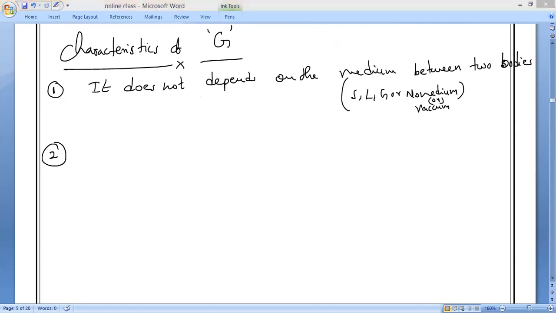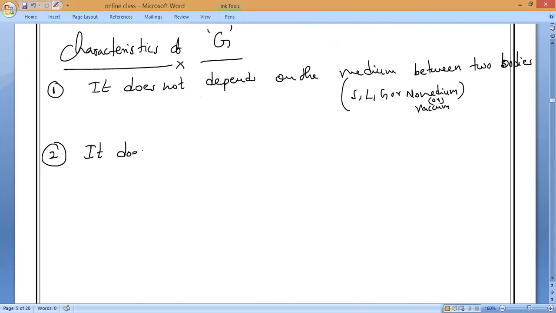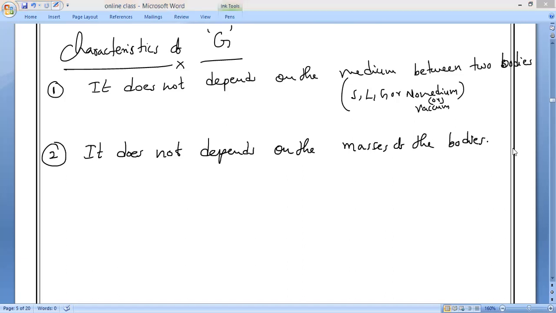Right, next, second one. It does not depend on the masses of the bodies. Whatever the bodies, either bigger bodies or smaller bodies, doesn't matter. Always the G value remains constant. Understand, everybody?